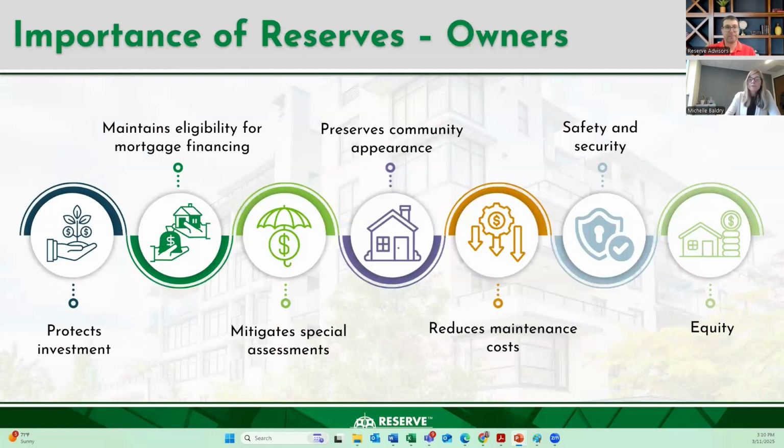So what's the importance of reserves from the individual owner? Well, really all of this impacts the individual unit or homeowner. Having reserves will help protect their investment. It helps maintain eligibility for that mortgage financing, like the example I just discussed. It ideally will mitigate special assessments or unexpected financial surprises. By having the reserves in place, associations are more likely to conduct the necessary repairs, which of course will help preserve the community appearance and therefore help the resale value.